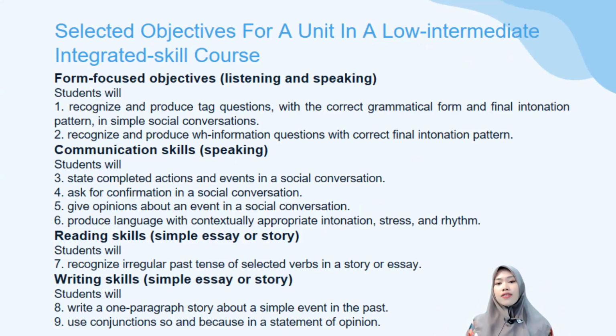Then form-focused objectives, listening and speaking: students will recognize and produce tag questions with the correct grammatical form and final intonation pattern in simple social conversation. For communicative skills or speaking, students will state complete actions in a social conversation. For reading skills, simple easy story, students will recognize irregular past tense of selected verbs in a story or essay. And for writing skills, simple essay or story, students will write a one paragraph story about a simple event in the past and use the conjunctions so and because in a statement of opinion.